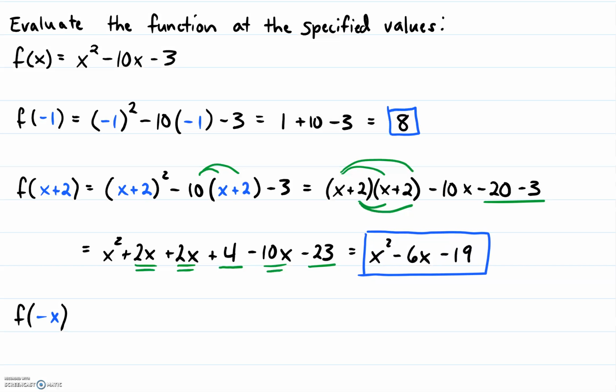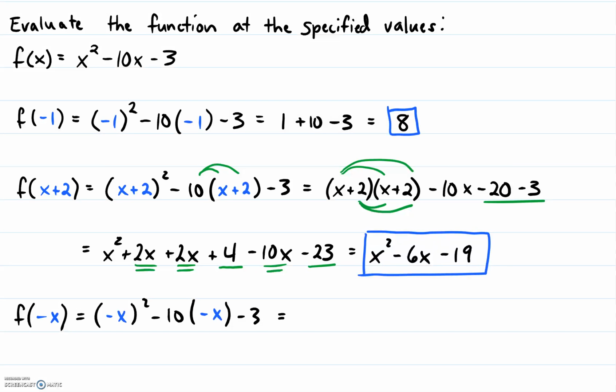Now the nice thing about the way I ordered these problems is we've already gotten the bad one out of the way. So f of negative x is not really going to be that much of a problem compared to the second one. Again, we're just going to put negative x in all of the places where we have an x in the original function, or all of the places where we have a something, if you want to refer to it in that manner. So f of x is equal to x squared, so we're going to have negative x squared. Again, you want to put that in parentheses. Minus 10 times negative x minus 3.